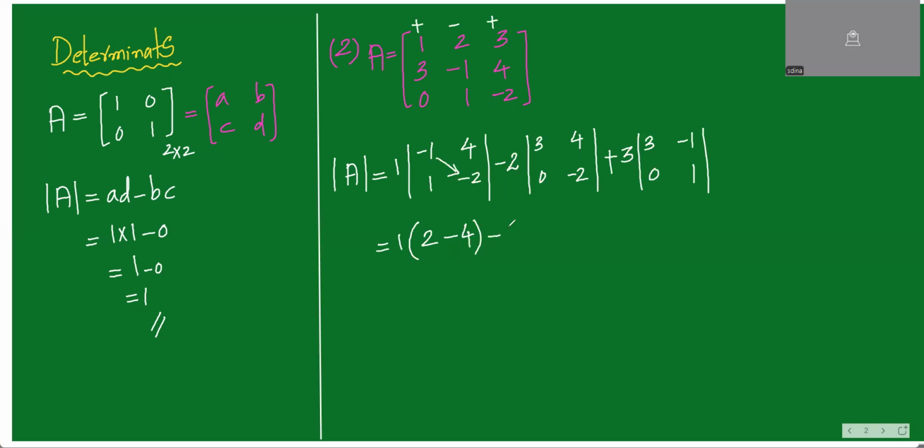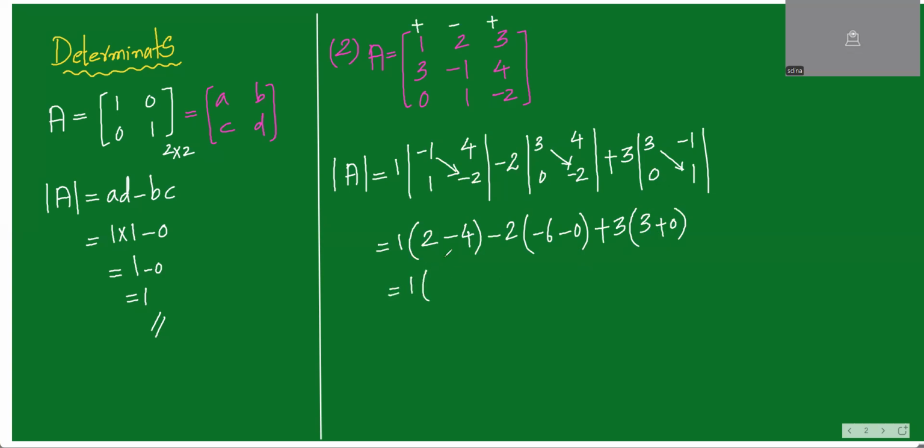Like that, -2 into this one, if you multiply, 3 2s are -6. And 0 into anything is 0. Plus 3 into 0, you are an engineering student, 0 into anything is 0, that you know. 3 ones are 3. And minus into one, 0 into anything is 0.